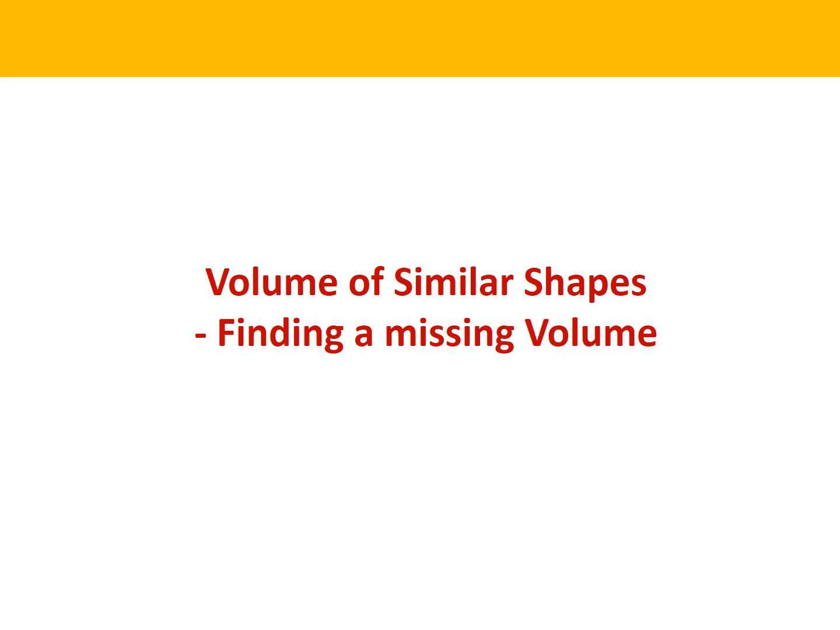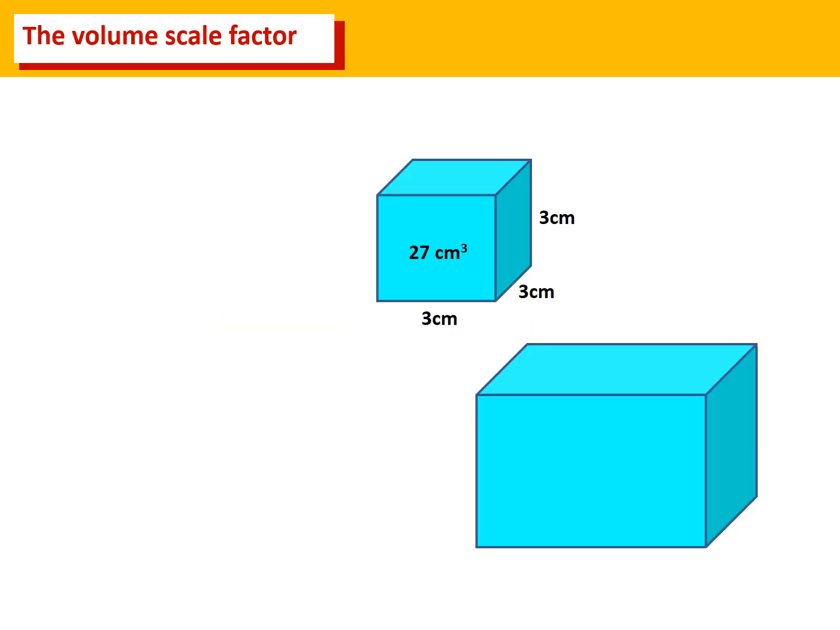So, looking at volume of similar shapes, we'd be using the volume scale factor to find the missing volume, and then we'll also be using the volume scale factor to find missing lengths. So, in this example here, we've got a cube 3 by 3 by 3. We're going to double those lengths, so the length scale factor is 2.